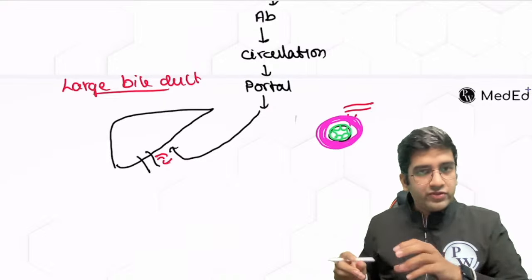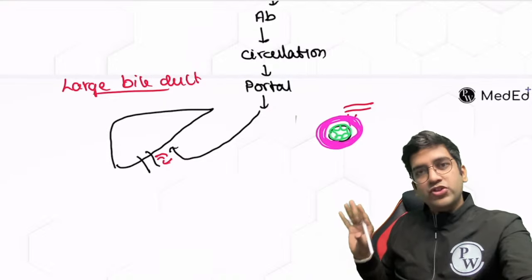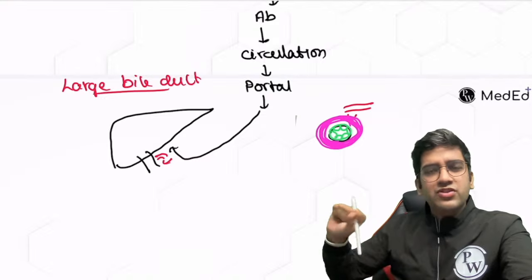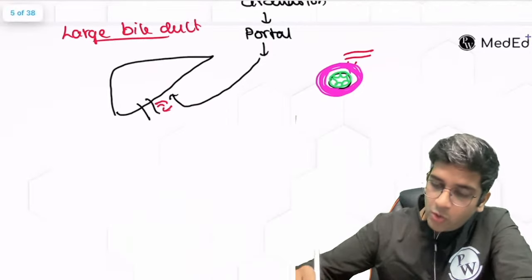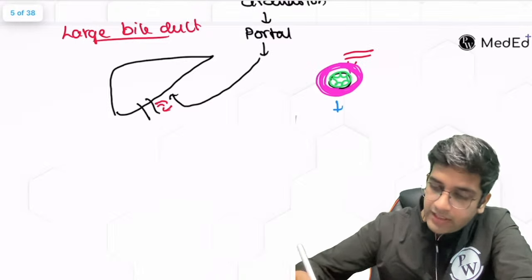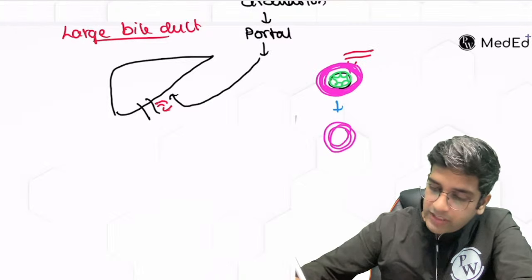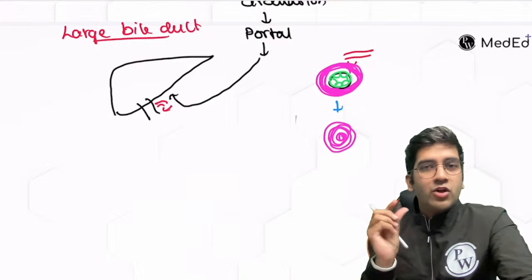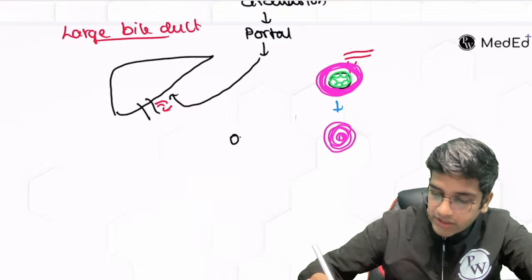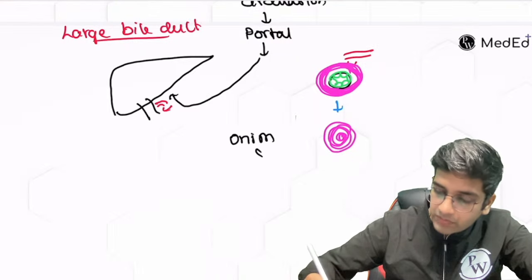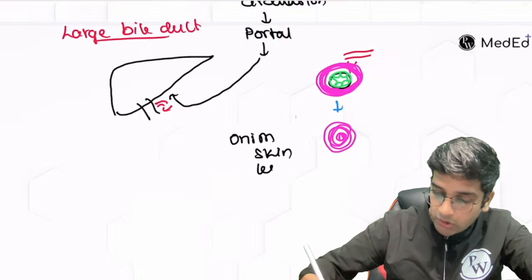So over the period of time, am I right in saying that this fibrosis can completely obstruct the lumen? It can, right? So this fibrosis over the period of time can completely obstruct the lumen. So when it obstructs the lumen, it looks like an onion skin lesion, right? That's a very classical finding. Onion skin lesion is a very, very classical finding of primary sclerosing cholangitis.